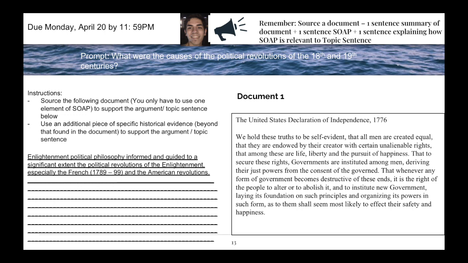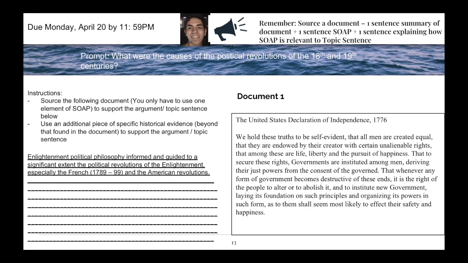So the topic sentence or argument that I give you is: Enlightenment political philosophy informed and guided to a significant extent the political revolutions of the Enlightenment, especially the French and the American revolutions. So I would source the U.S. Declaration of Independence, where you see Enlightenment ideas, like the idea of unalienable rights. That can come across in your sourcing by describing the occasion, maybe the fact the American Revolution is taking place shortly after the Enlightenment, or maybe describing the speaker. The authors of the U.S. Declaration of Independence were steeped in Enlightenment political philosophy, etc. And then explain how that sourcing is relevant to that topic sentence.